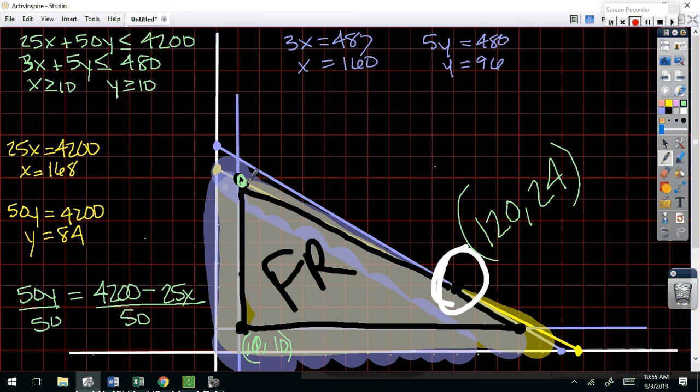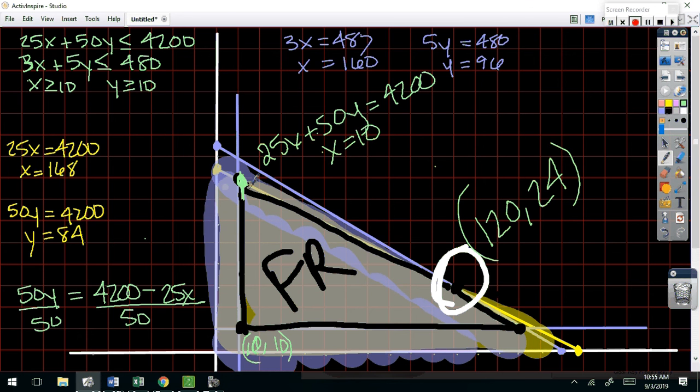This yellow line is the 25x plus 50y. It's going to equal 4,200. And for that one, x is going to be 10. So find the value of y here.